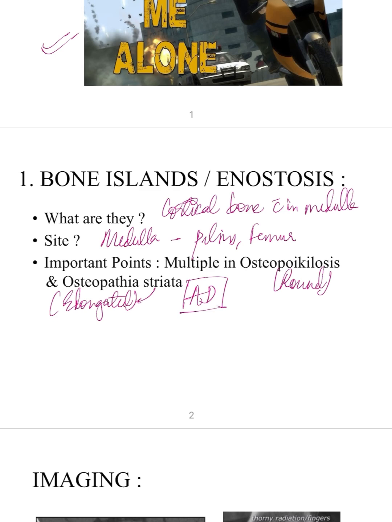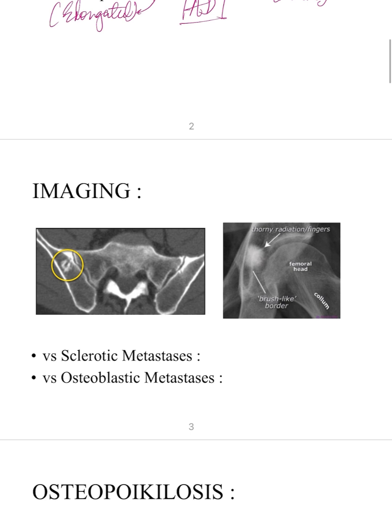So imaging wise, how do you see this? You can see a dense sclerotic focus with a characteristic spiculated margin located within the normal medullary cavity of the host bone. On MR it also shows very low signal intensity on all pulse sequences. This you need not remember. However, remember the thorny edges and brush-like border present in the medullary cavity of a bone. This is a normal benign finding and you need not do anything else.